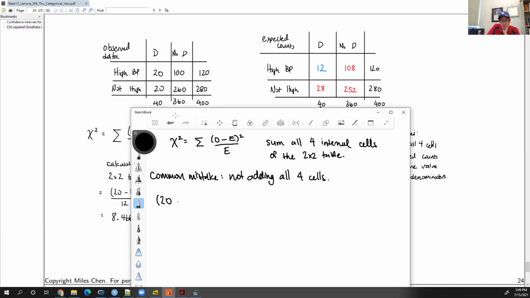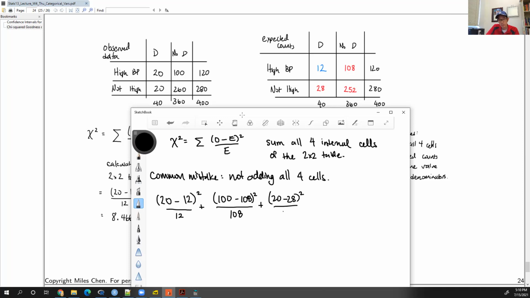We're going to do observed. I'm going to start in the top left corner. It doesn't matter where you start, but you have to do all 4 of them. Observed minus what I expected. We're going to square that difference. Divide by what I expected. We're going to go to the next cell. I observed 100. I expected 108. We're going to square that difference. Divide by what I expected. I observed 20. I expected 28.